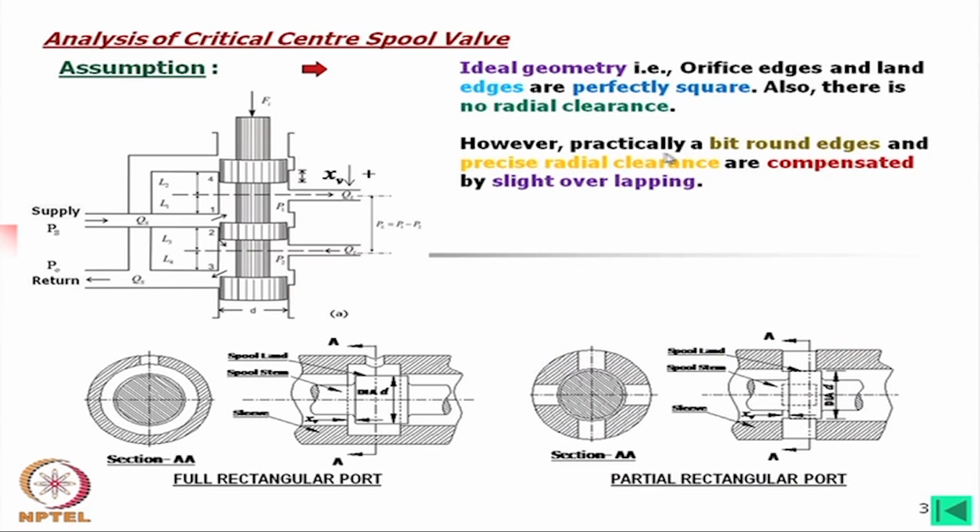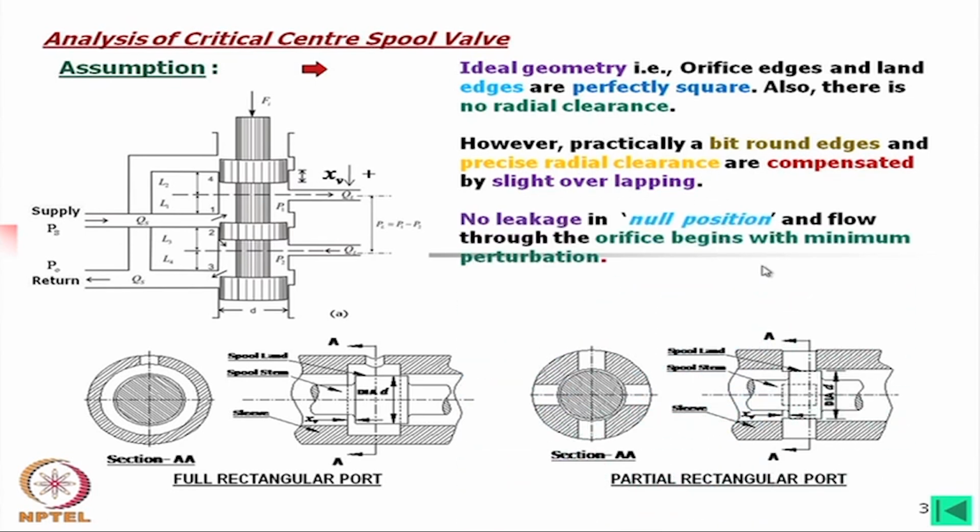Now, here in the next line I have described that bit round edges and precise radial clearance are compensated by slight overlapping, which I have described now. No leakage in null position, and flow through the orifice begins with minimum perturbation. Here I would like to mention that in this analysis, first we shall consider there is no leakage at null position, that means at the neutral position.